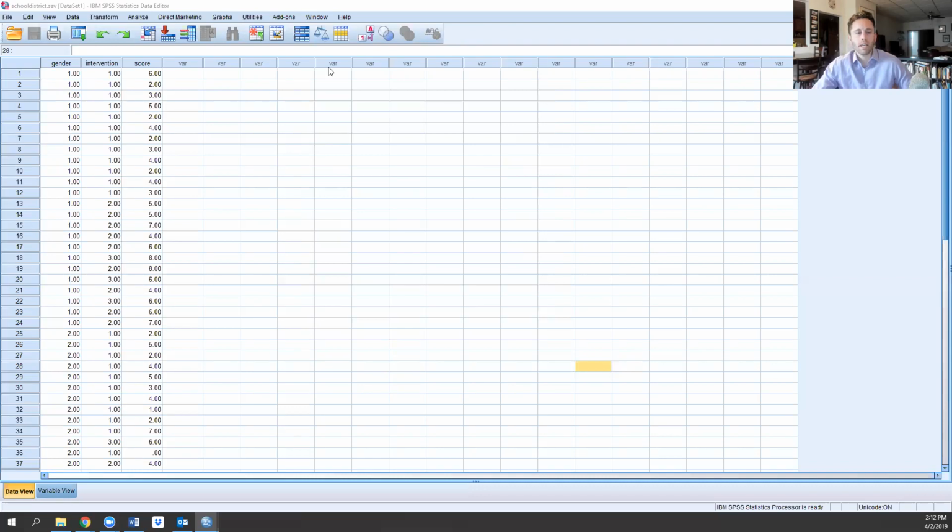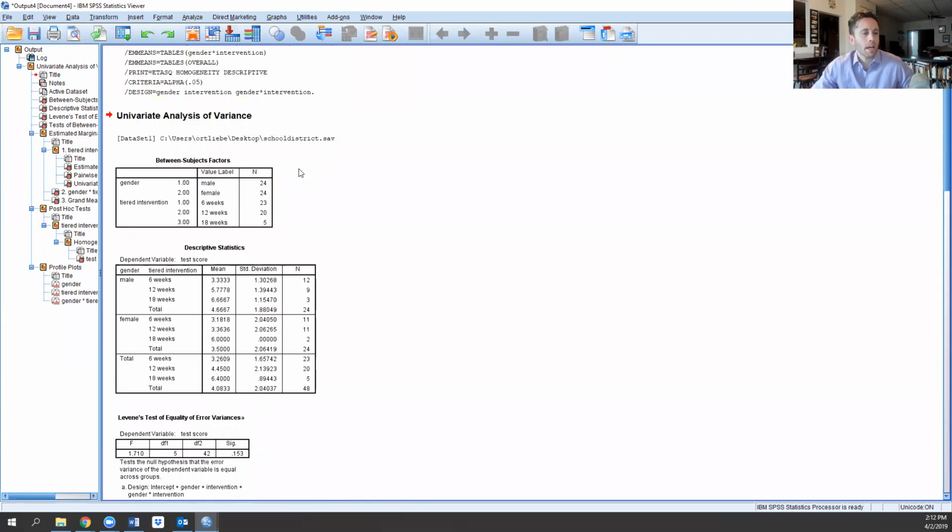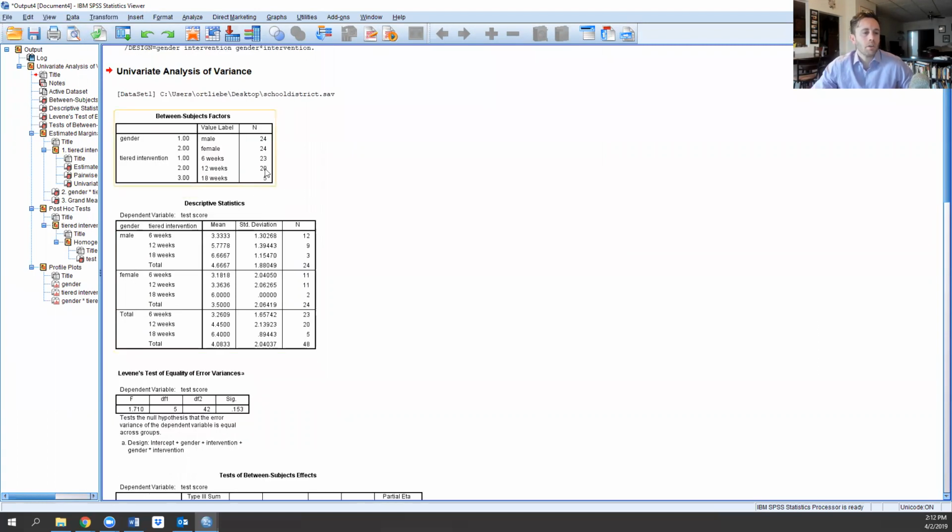So if we look at the output file, there's a number of things we want to pay careful attention to. Again, clearly demarcated, we have 24 males and 24 females, and then we have 23 people who had 6 weeks of intervention. We have 20 people who had 12 weeks, and we only had 5 people who needed 18 weeks of intervention for this descriptive statistic on tiered intervention.